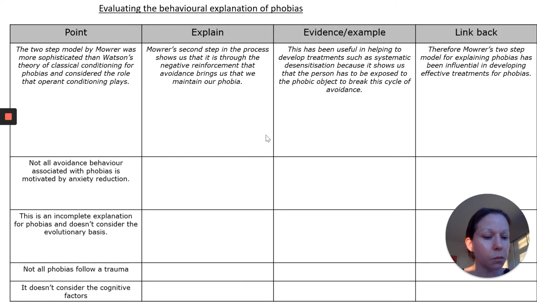So Mowrer's two-step process says our phobia is maintained because of negative reinforcement. Actually, agoraphobia suggests it's often not negative reinforcement, it's actually a positive reinforcement. Agoraphobics choose to stay at home, not just to avoid the unpleasant consequence, but to gain that sense of security and comfort that they often gain from being in their home. And we see that because agoraphobics will often be willing to leave the house if with somebody else.